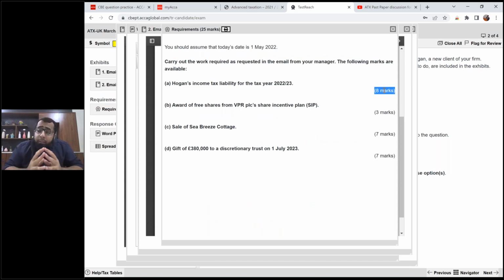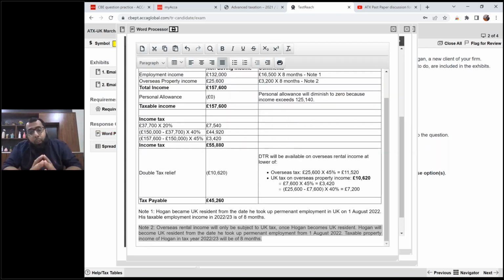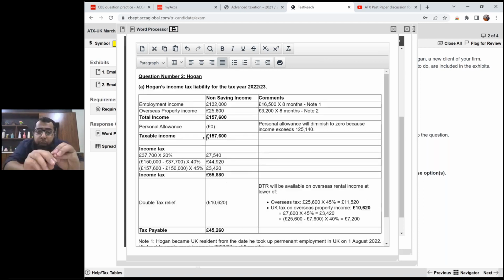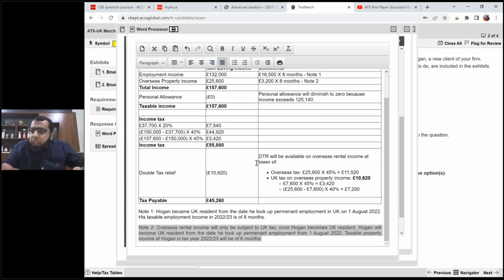Believe me, it was the easiest requirement. It was not difficult. What you people need to understand is that when you do the past paper question, when you are attempting in the exam, be relaxed. Don't get frustrated. Don't rush. Do it in a relaxed manner and things will automatically start solving. It was a very basic question: we added the income, the personal allowance was diminished, we calculated the tax, then there was double tax relief, we commented on the notes. It was very straightforward.